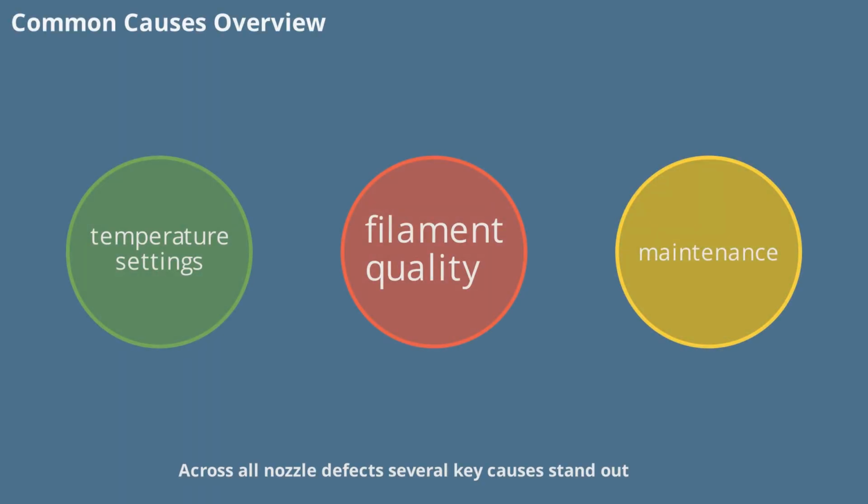Across all nozzle defects, several key causes stand out: improper temperature settings, wet or low-quality filament, incorrect print speed or retraction, and lack of nozzle maintenance. These factors can lead to a variety of print issues, from surface imperfections to complete failures. Understanding these root causes is essential for diagnosing and preventing nozzle problems. By focusing on these areas, you can proactively maintain your printer and avoid recurring defects.